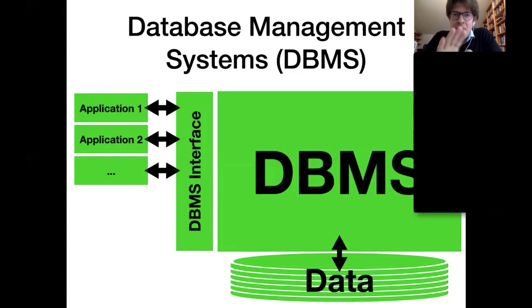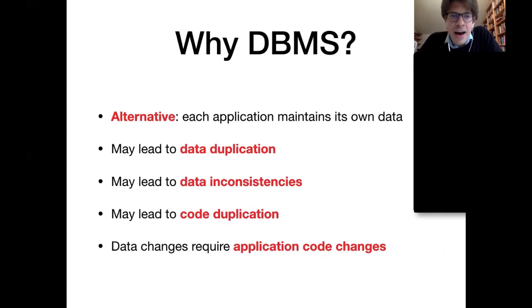Now, this architecture that you see here, you might be wondering why we want to use those database management systems. An alternative would be that each application essentially maintains its own data, and people used to do this before database management systems came up. If you do this, then a first problem is that different applications might actually want to work with data which has some overlap.